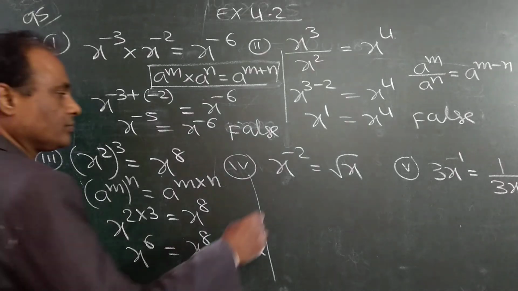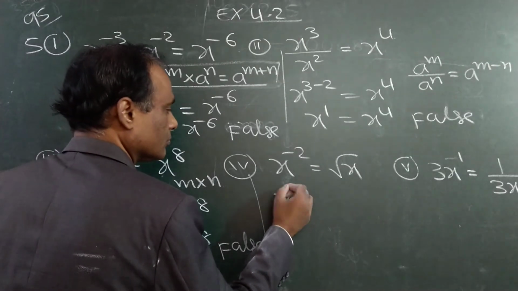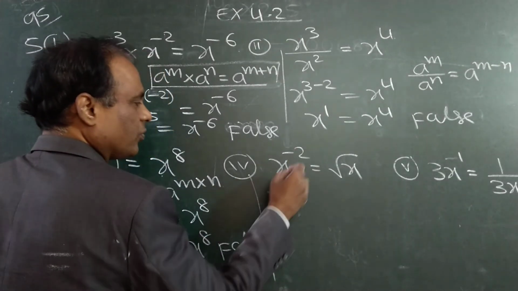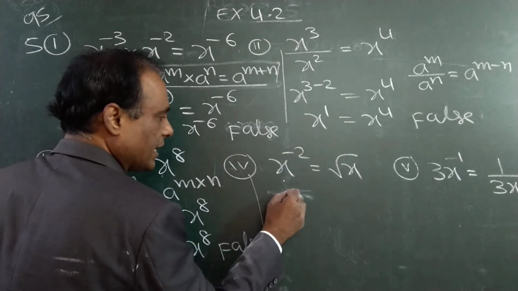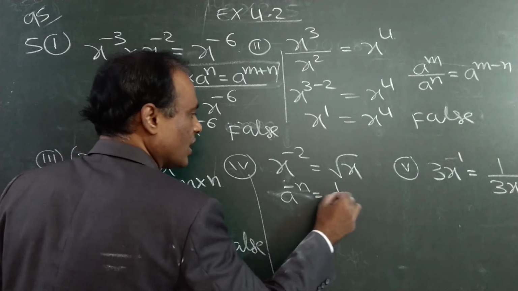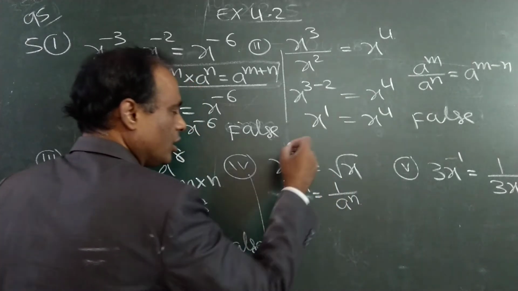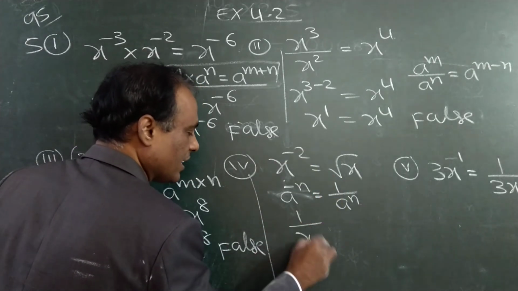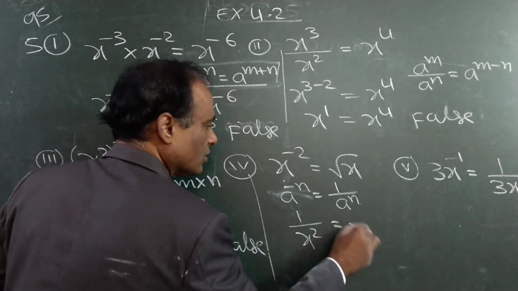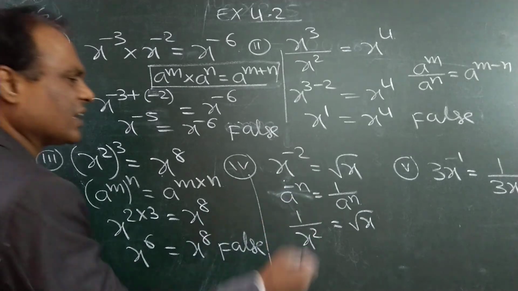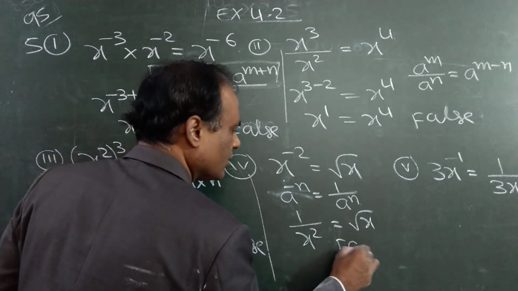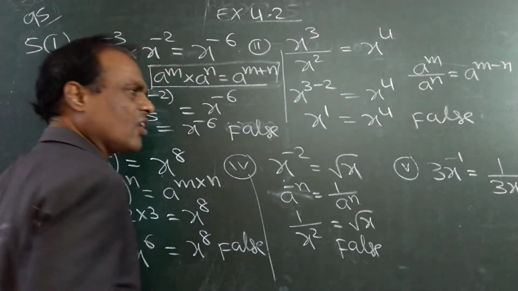See here. x power minus 2: if you make the power negative, a to the power of minus n is 1 by a power n. x power minus 2 is 1 by x power 2. This is root x. Both are not equal. 1 by x square is different. Root x is different. This is false. Wrong. This is wrong.